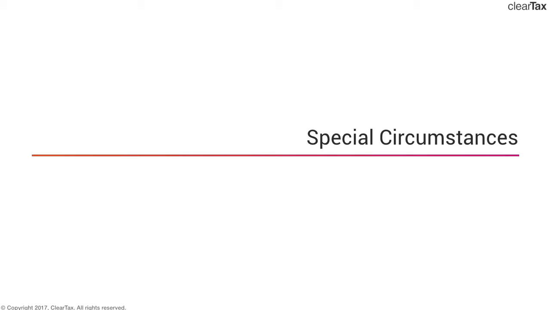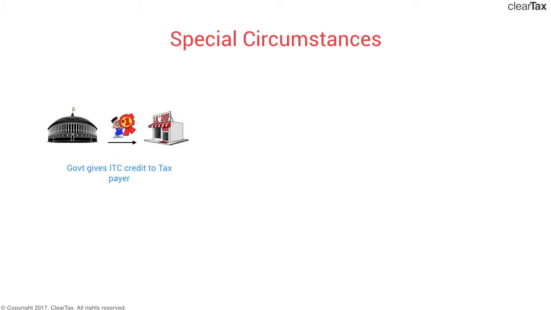Now that we know about the negative list, input tax calculation and the conditions attached, let's move on to the special circumstances relating to transfer of input tax credit. There are three types of transfers where the government would transfer input tax credit previously not granted to the taxpayer. So that's one transfer from government to taxpayer.